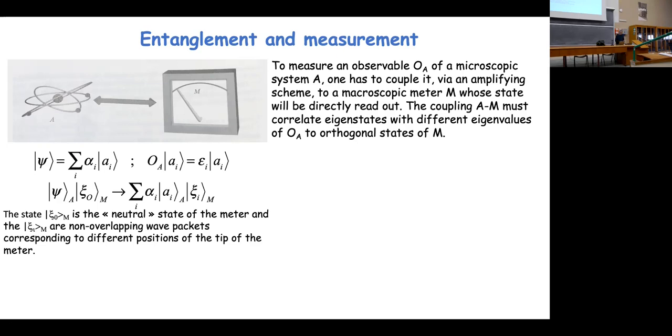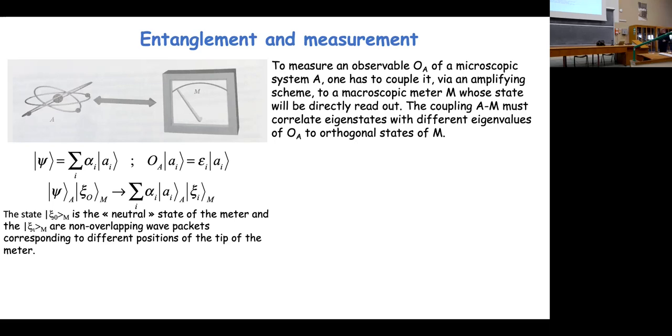So again, I assume I start with a system psi, which is in a pure state, in a superposition of eigenstates of an operator O with amplitude alpha I, and I want to measure O. If I measure O, I will find one of the eigenvalues, and then it will project, it will collapse the system in one of the eigenstates of this sum of states.